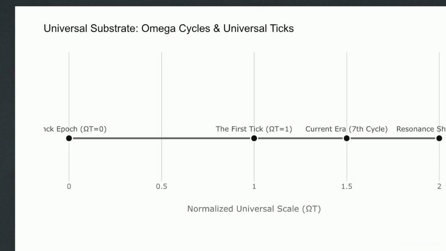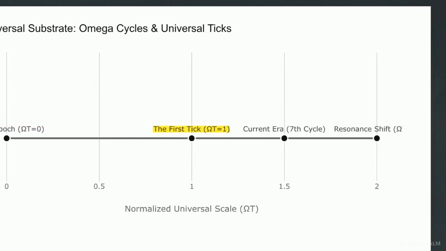This chart traces the normalized universal scale. The far left begins at the Planck epoch, following the Big Bang. At exactly omega t equals 1, we hit the first tick, ending the Planck epoch. This is the instant the universe became algorithmically measurable.